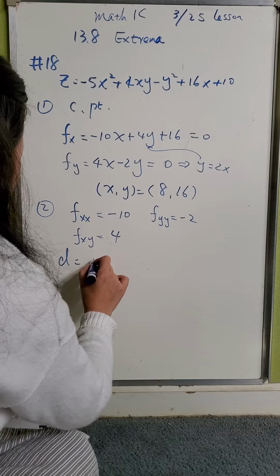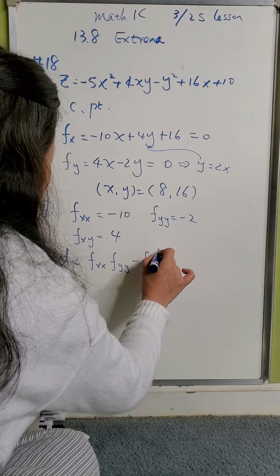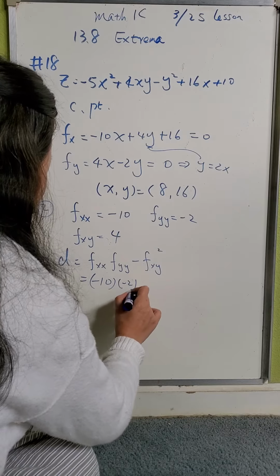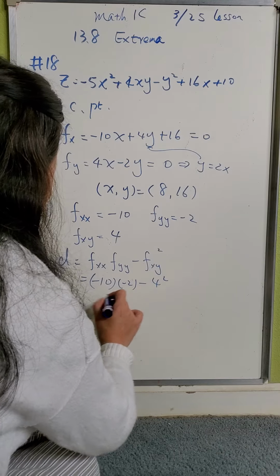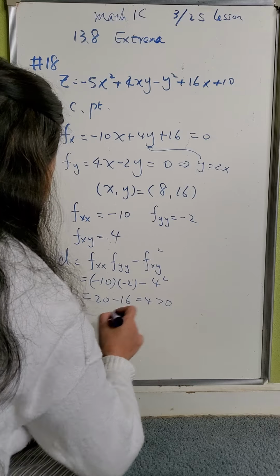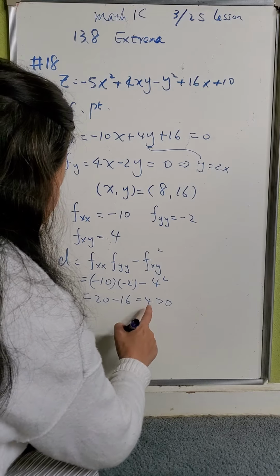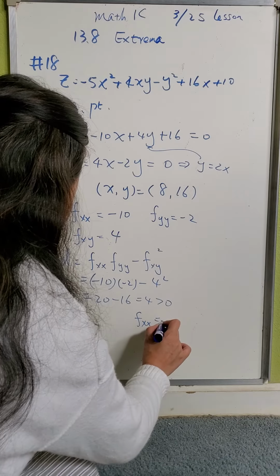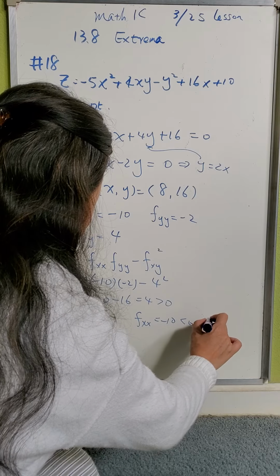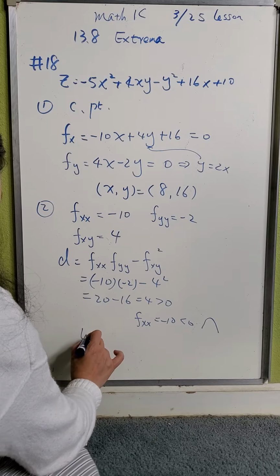So d is equal to f of xx, fyy minus fxy squared. So that's equal to negative 10 times negative 2 minus 4 squared. So that's equal to 20 minus 16 is equal to 4, which is greater than 0. If it's greater than 0, then you need to look at this one, okay? And because it's greater than 0 and f of xx equal to negative 10, which is less than 0, that'll be concave down. Okay, so you're going to have a local max.